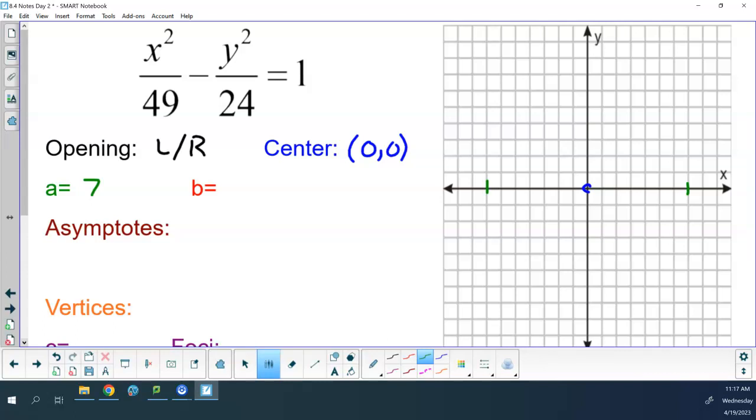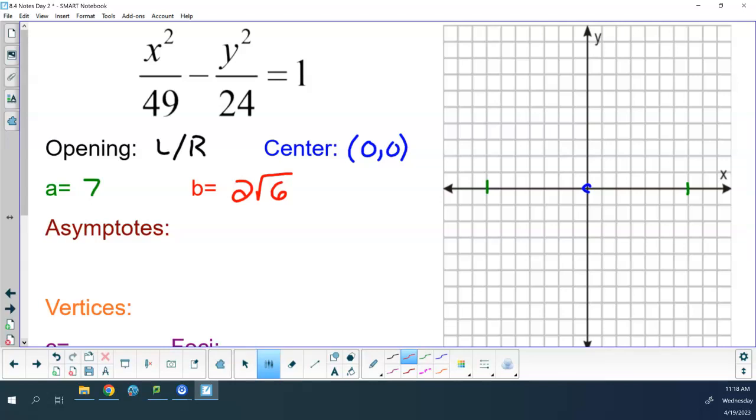What is my B value? I want it exact. 2 square roots of 6 is my B value. Everybody at peace with 2 square roots of 6? Everybody knows how we got it? Okay.